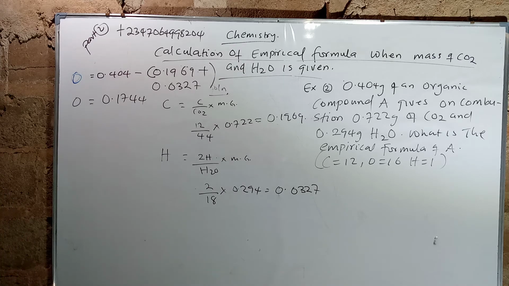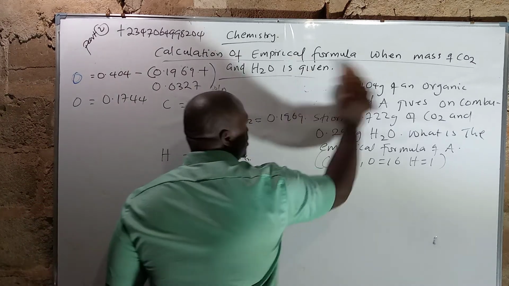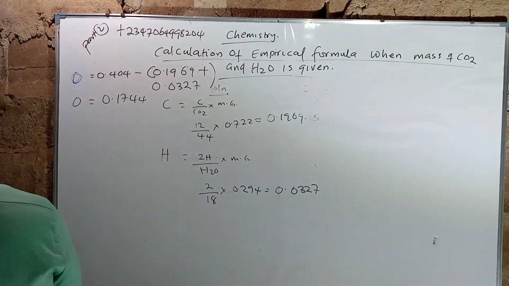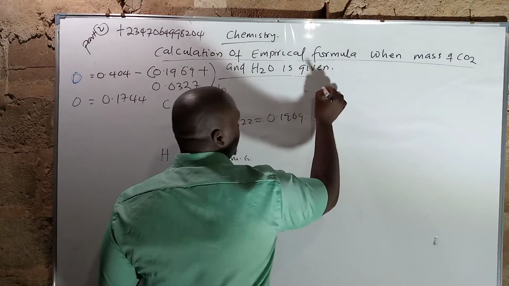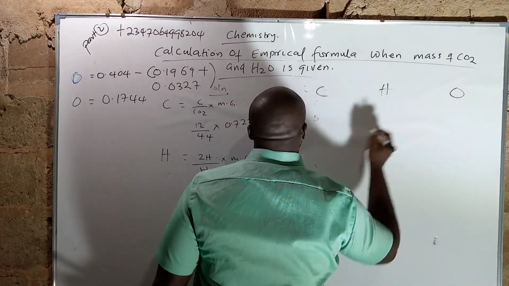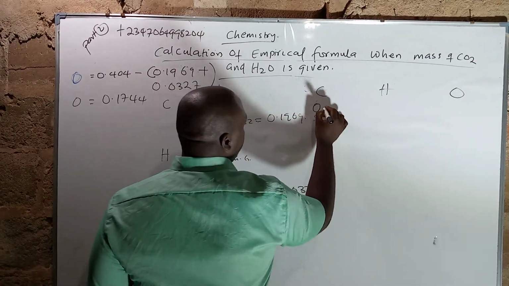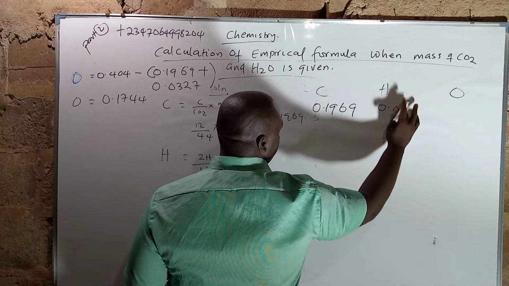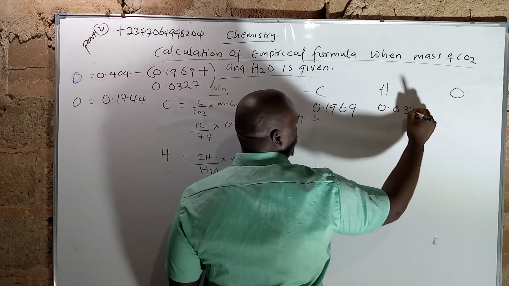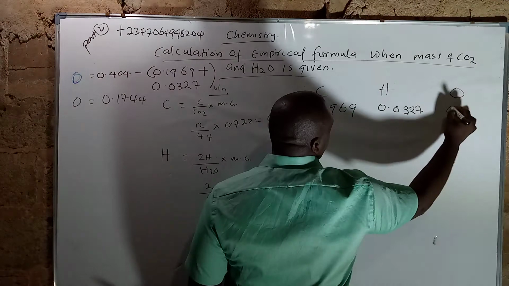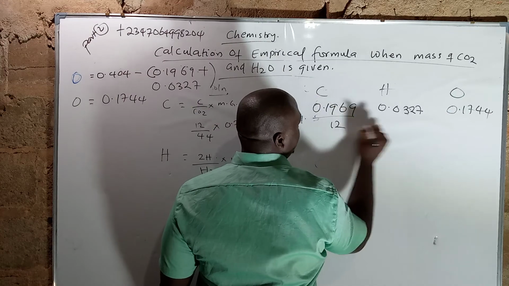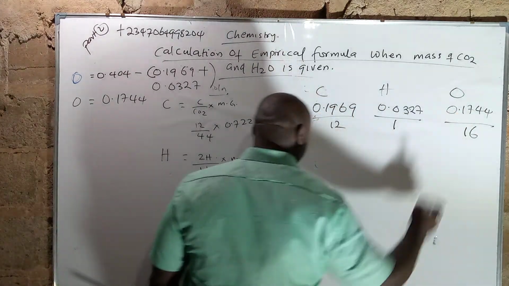So right now we have the mass of hydrogen, carbon, and then oxygen. So let's do the needful. All we need to do right now is draw our table, of course, and then the answer will start flowing naturally. Now, at our table, you have carbon, hydrogen, and then oxygen. And then the mass of carbon is 0.1969, and this is 0.0327, while the other one is 0.1744. You divide by 12 here, you divide by 1, you divide by 16 here.